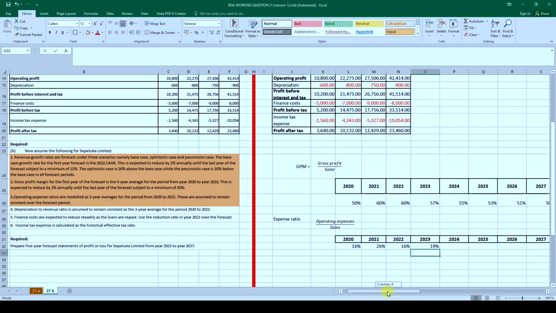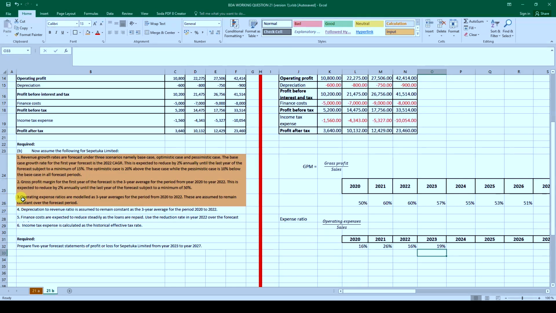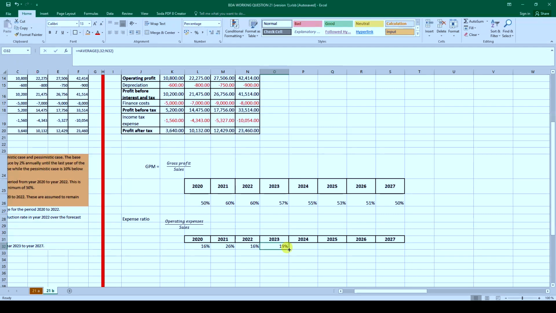To check whether we are actually doing the correct thing, check the question again or the adjustment. Operating expense ratio is modeled as 3-year averages from period 2020 to 2022. These are assumed to remain constant over the forecast period. So what do we do then? The expense ratio will remain constant all through. So we just drag that over here to remain constant at 19%. Oops, because it picks the formula, it picks the averages over there, so it cannot do that. So we just put 19% all through, 19, 19, 19, and 19, because we all know that it is constant.